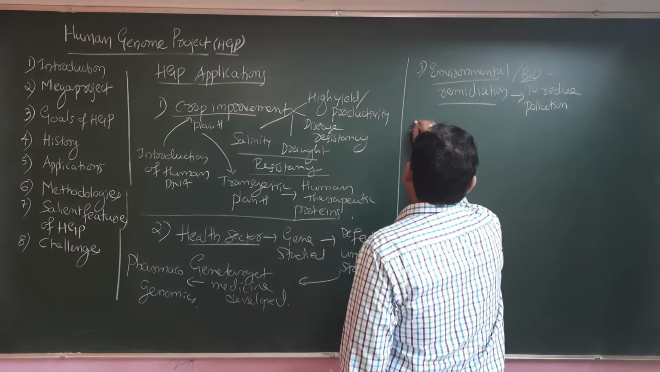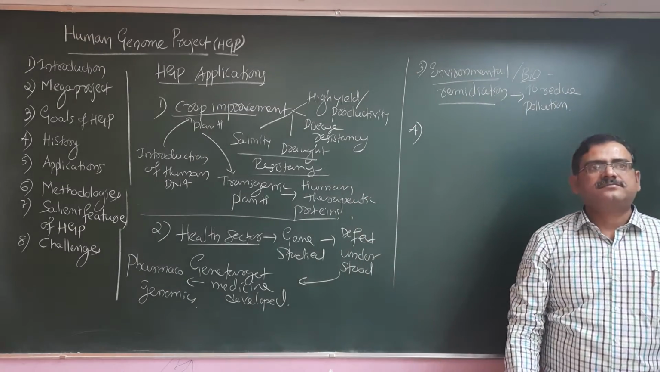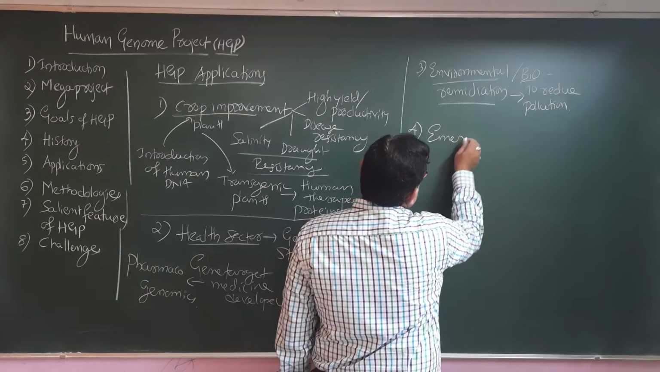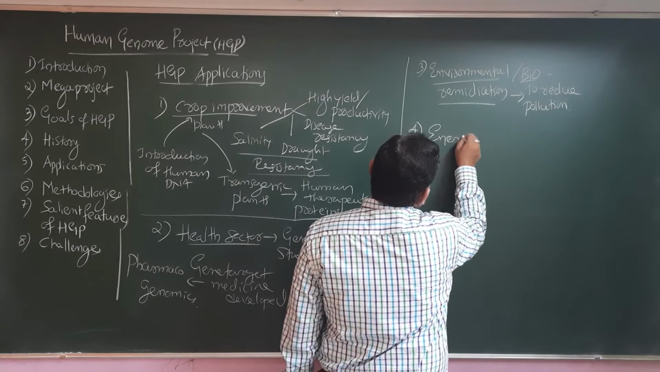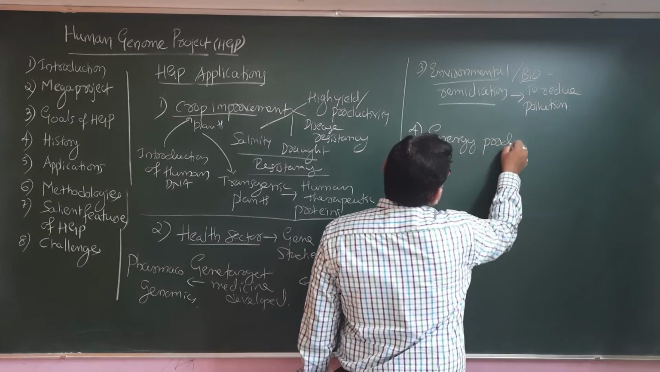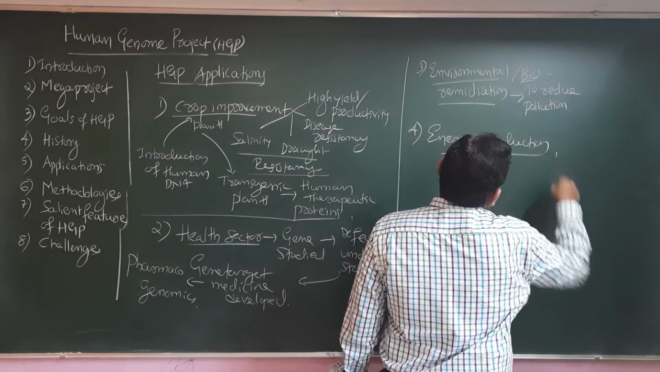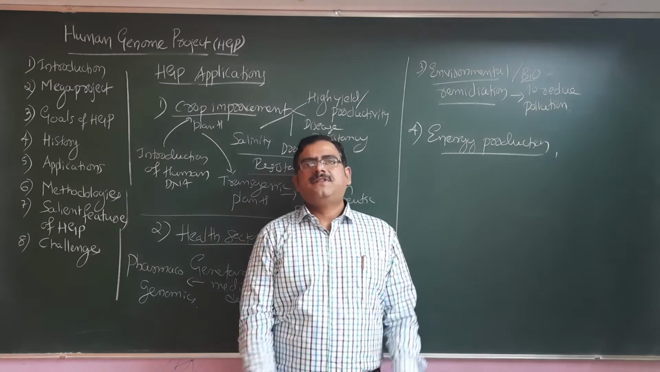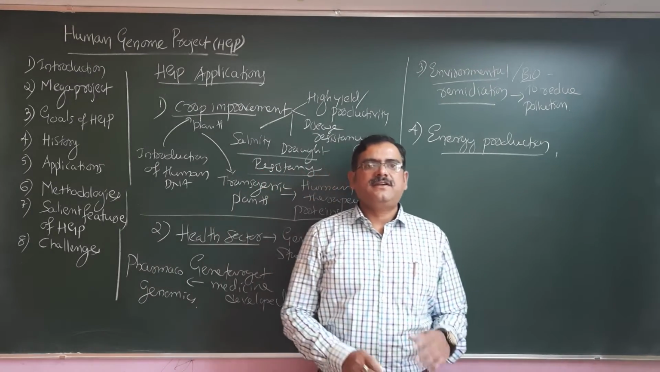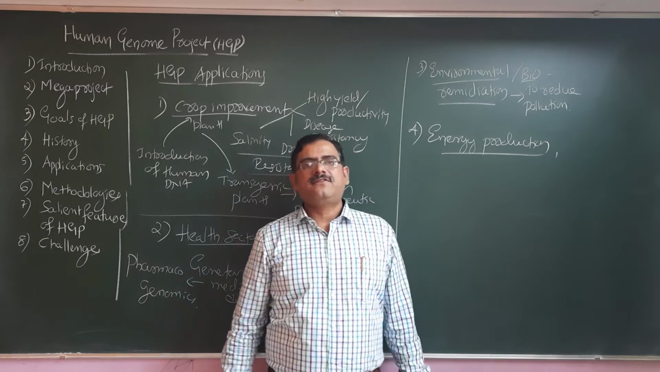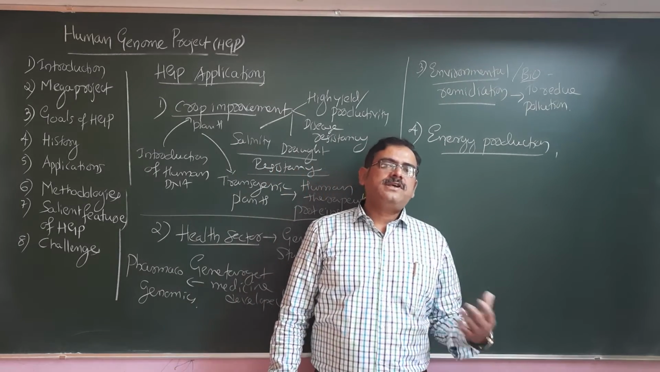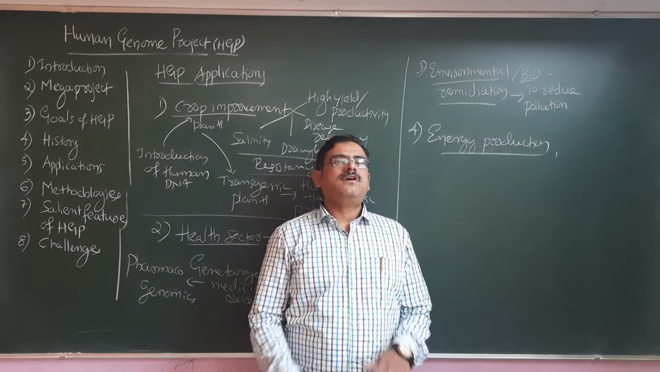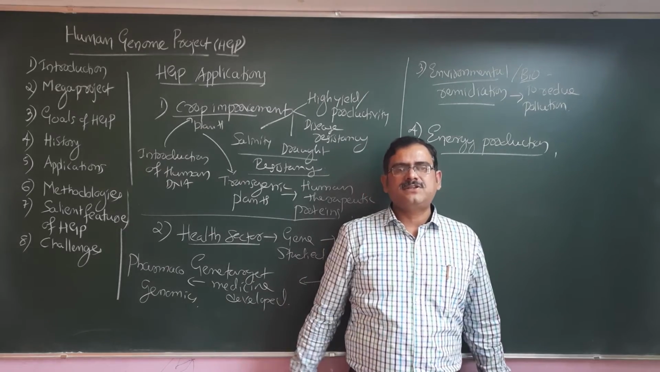Then number 4, energy production. Yes, energy production is also one of the major applications. Mainly we can say that a number of microbes are there in nature. Along with the HGP they studied the DNA sequences of a number of microorganisms, that include E. coli also, and the usage of microbes in the production of energy. So energy production is also one of the applications or outcomes of the Human Genome Project.